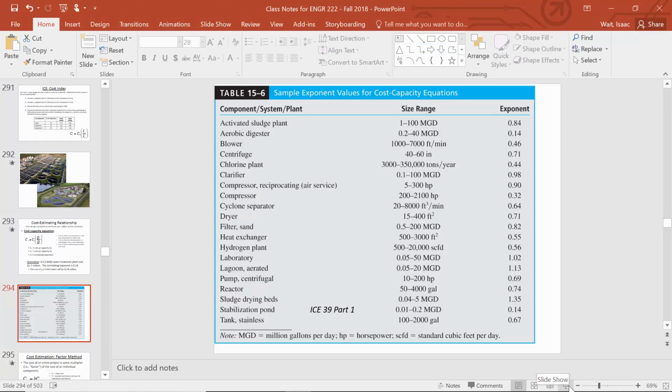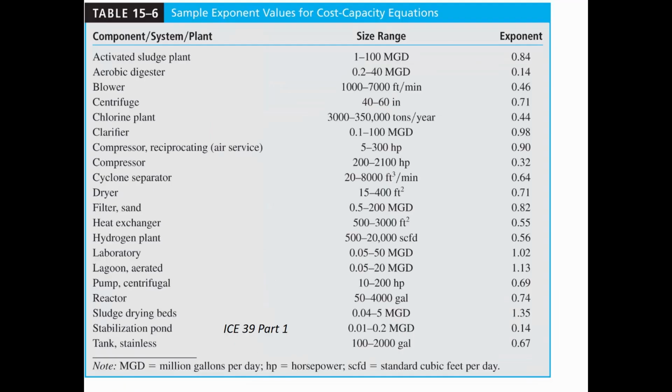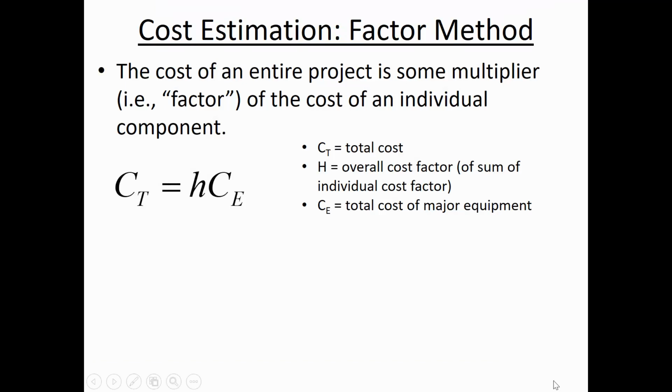Let's talk about one other way of estimating costs, another tool in our toolbox. It's called the factor method. And so the idea here is that you can predict the entire cost of the project by looking at just the cost of one component and then scaling it up from there. So here's the formula for it, but I'll tell you how I noticed this was the case.